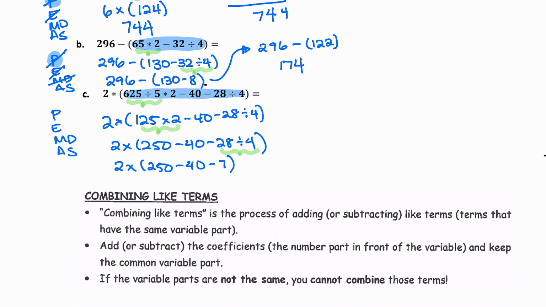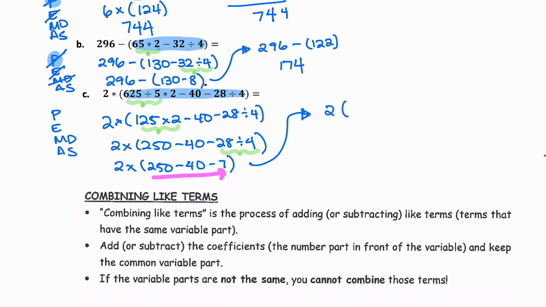I think you guys should be okay with me shortcutting this middle part right here. I see addition and subtraction that's left over. So I'm just going to subtract left to right, but I'm going to do all of it at the same time. So I'm going to go ahead and go 250 minus 40, which is 210. And then 210 minus 7 is 203. So I'm just going to do a double subtraction there just to save a little bit of time. Hopefully that did not confuse you.